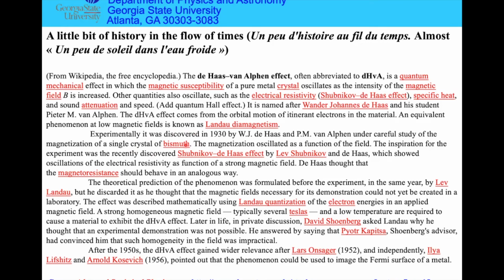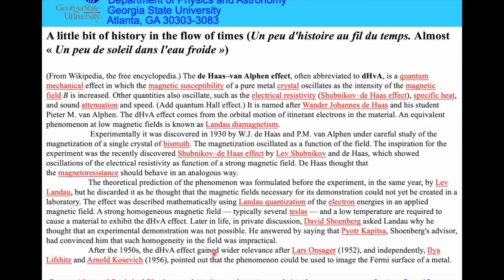And it is all in the plane normal to the magnetic field, because the motion along the direction of the magnetic field is unperturbed by it. For a rotating magnetic field, you can look at different cross-sections of the Fermi surface and get information about it. So this is after 1950, as mentioned in this article in Wikipedia.